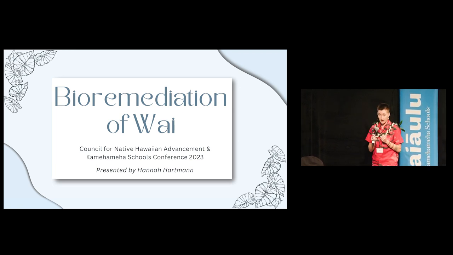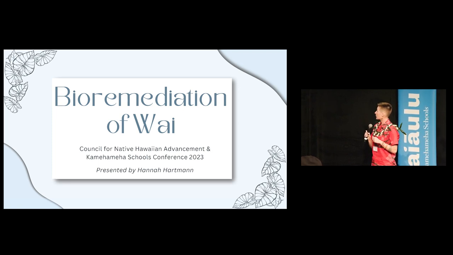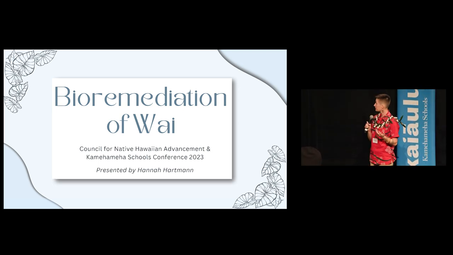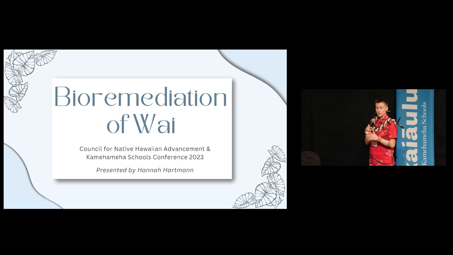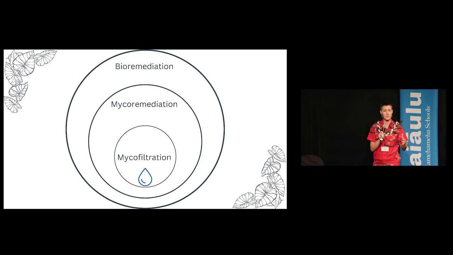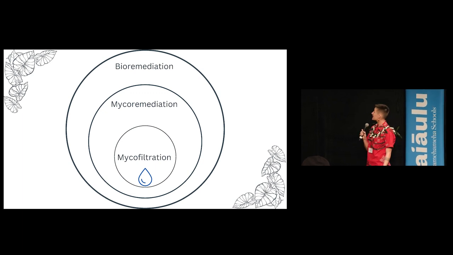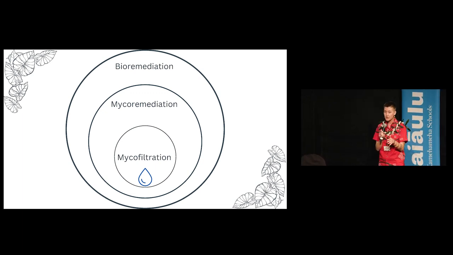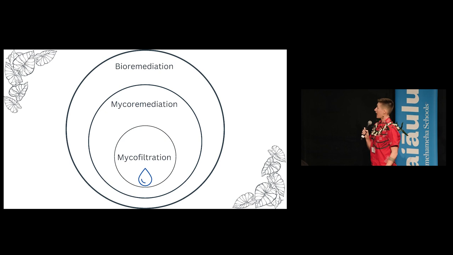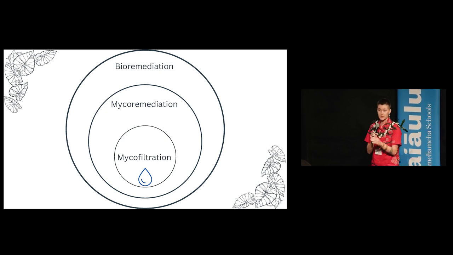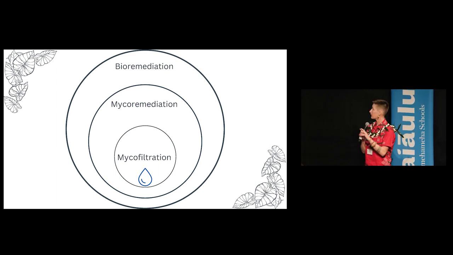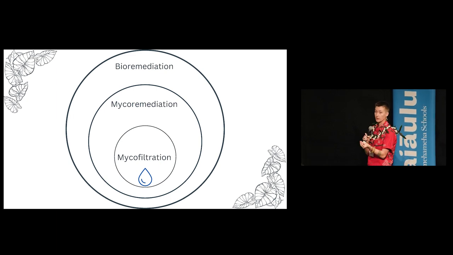So holding that true, I'm going to talk a little bit about the bioremediation of Vai, and particularly one contaminant that's of concern across Pai ʻAina that is really near and dear to my heart. You did get a breakdown, but really quickly: bioremediation is allying with different forms of life, whether that be microbes, plants, or fungi, which is my specialty. Within that realm, there's mycoremediation. Anytime you see that word myco, we're just talking about a fungus or fungi, many of them. And within that realm, there's mycofiltration, which is working with fungi to remediate Vai from a variety of pollutants. That's what I'm going to be focusing on today.